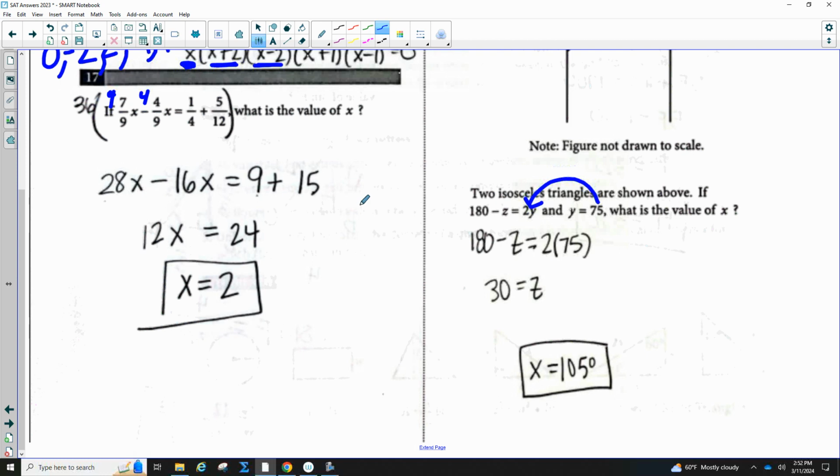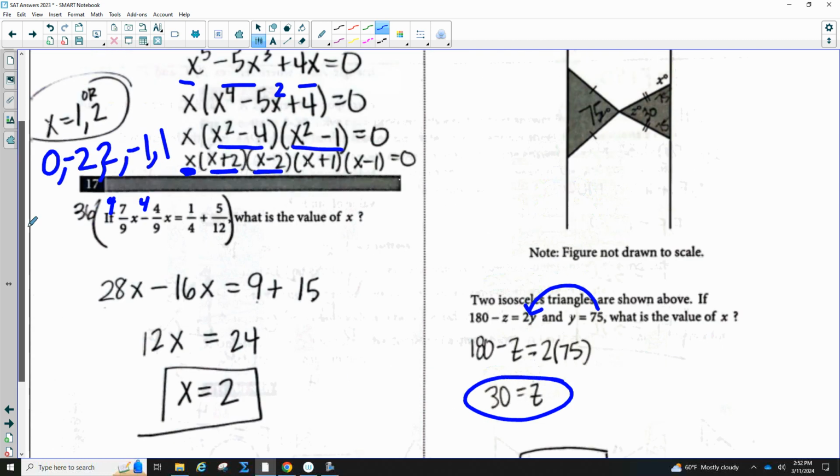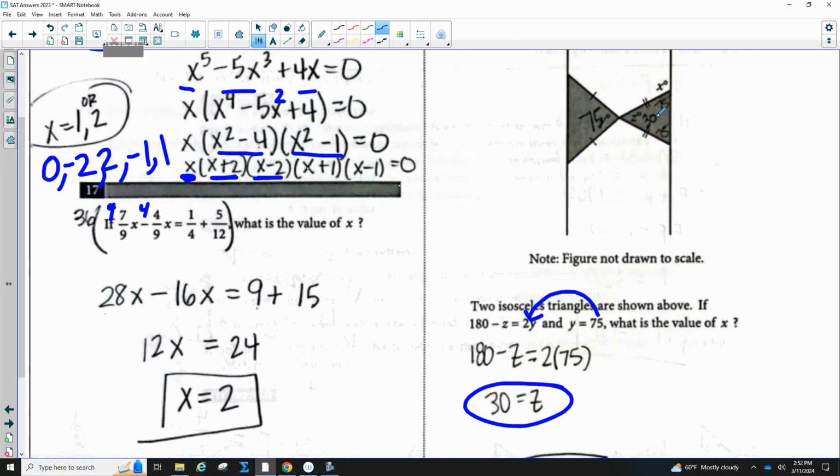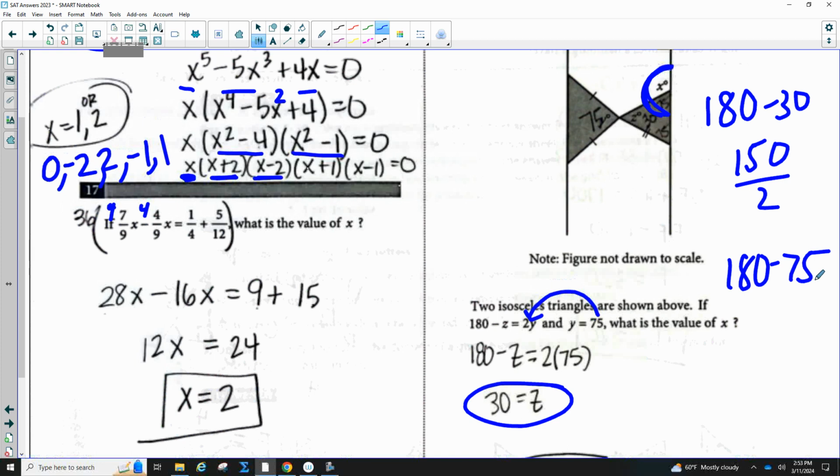And then let's plug some stuff in. Okay, z is 30 degrees right here. It's isosceles. So the whole triangle adds up to what? Okay, so do 180 minus 30 is 150, and it's isosceles, so divide by 2. These two are both 75. Then I know x is supplementary, so I have to do 180 minus 75 to get x, which is 105. All right, so then you would just fill in the answer of 105.